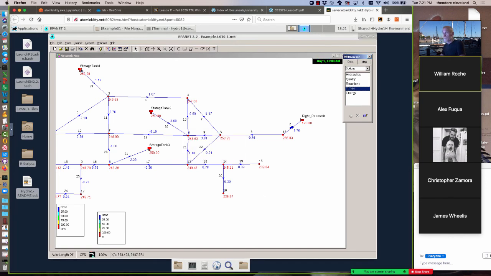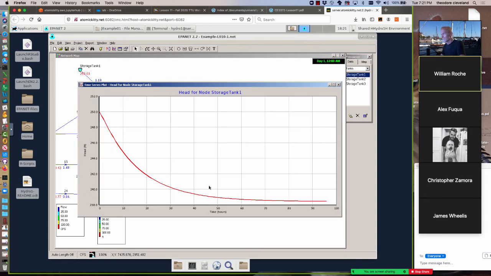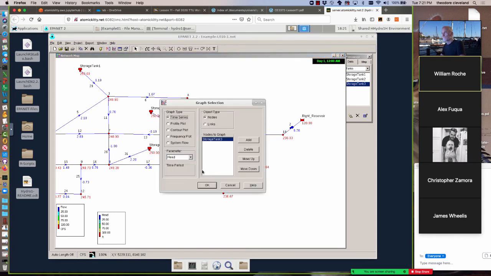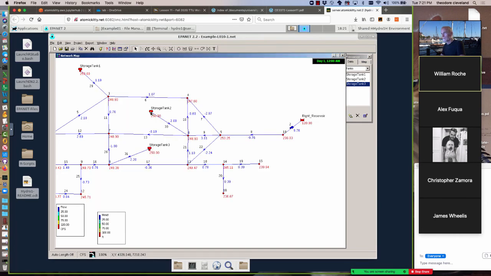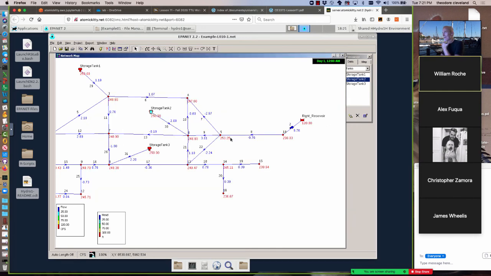All right, let's go take a look at the storage tank. See what the behavior is under these new conditions. And that tank just keeps draining and draining. Let's see if this one, I'm trying to get one that fills and drains. That one also keeps draining. I bet you this one keeps draining too. So I'm not going to fuss with it anymore, but that is an example of extended period simulation.